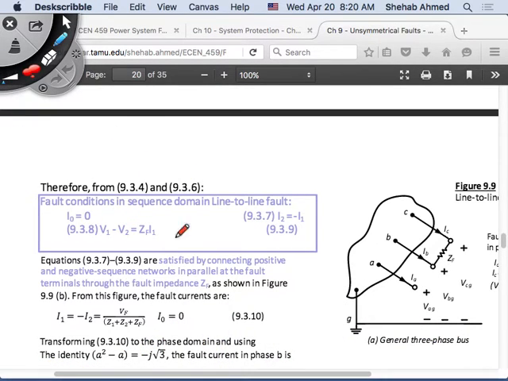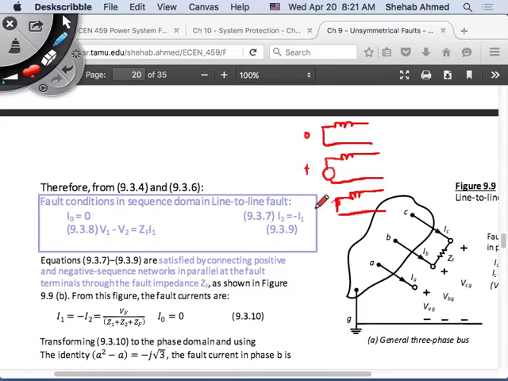If I tell you I0 is equal to 0, so I have my 3 sequence circuits. This is my 0 sequence circuit, this is my positive sequence circuit, and this is my negative sequence circuit. They will always look like this, right? These are the Thevenin equivalent circuits for the sequence representation of the system at the faulted bus. So you have a system that has a fault at bus 2.